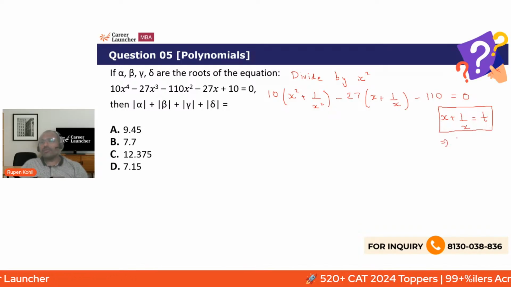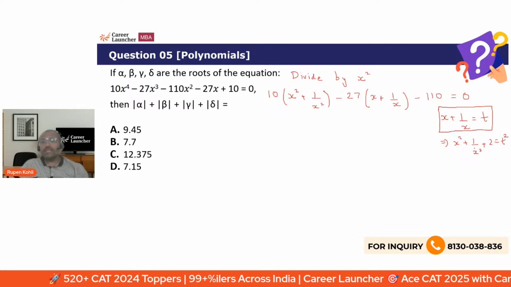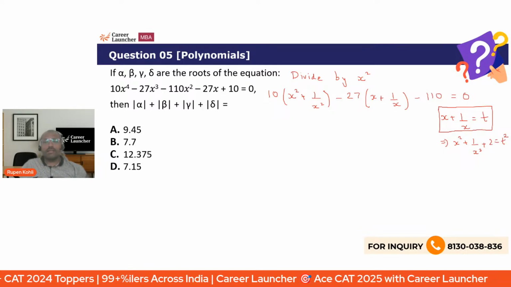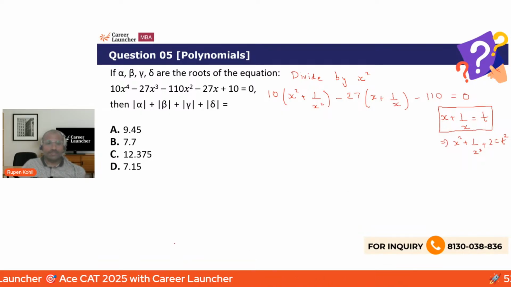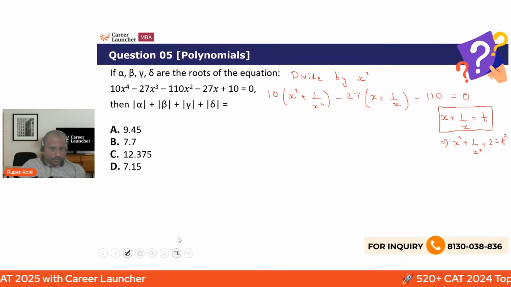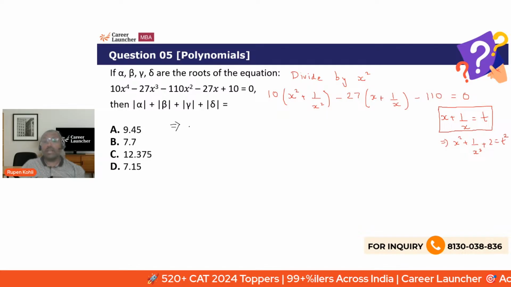And in that case, squaring both sides gives us x squared plus 1 by x squared plus 2 equals t square. Or this thing, x squared plus 1 by x squared, can be replaced as t square minus 2 in terms of that. Okay, so for understanding, let me write this with a different color so that you can clearly see. Now we have changed our direction.